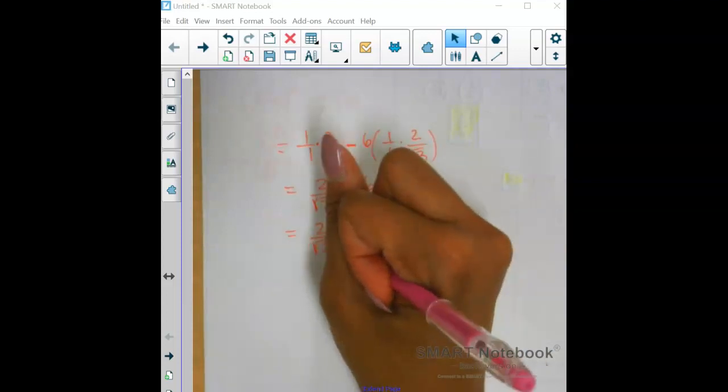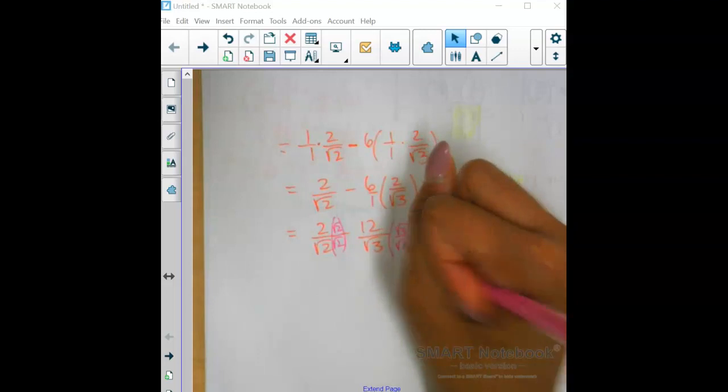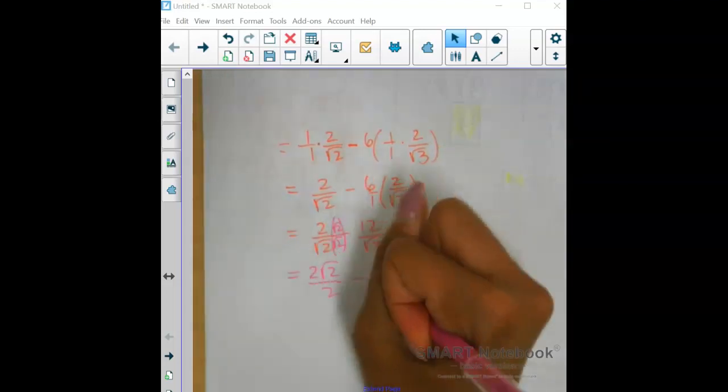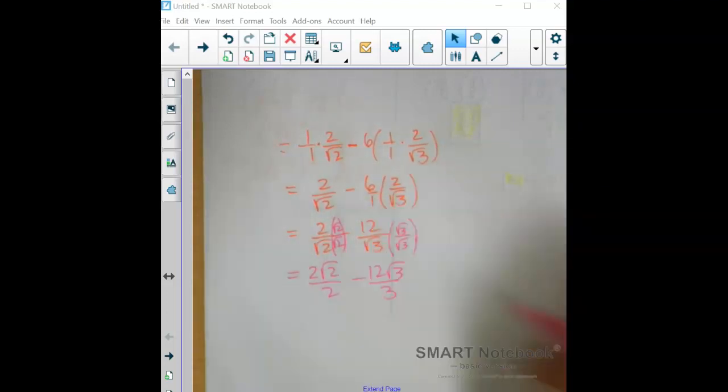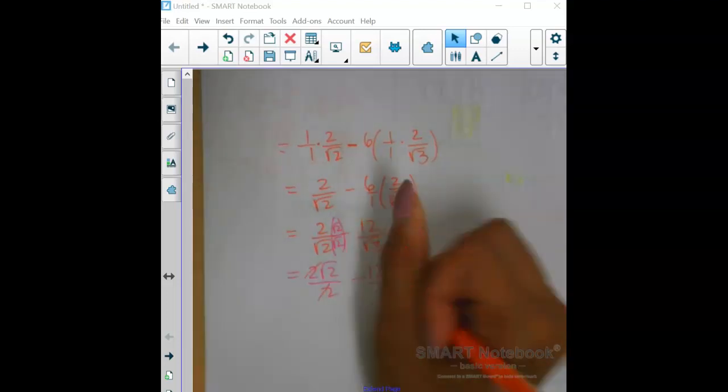Okay. So square root of 2, square root of 2, square root of 3, square root of 3. So this is going to give me 2 square root 2 over 2 minus 12 square root 3 over 3. Jacqueline, can I simplify anything else here, or am I done? The 2's can cancel completely. Anything else? These 3's? 12 and 3, good.